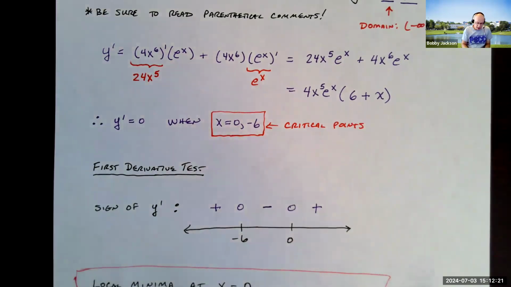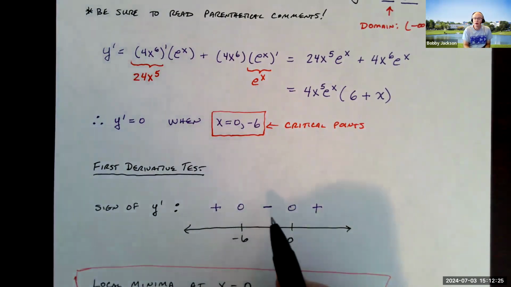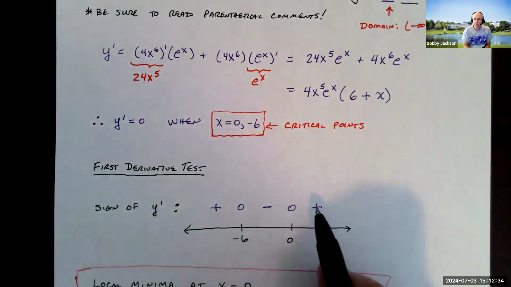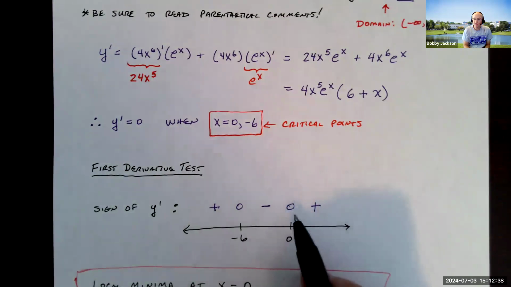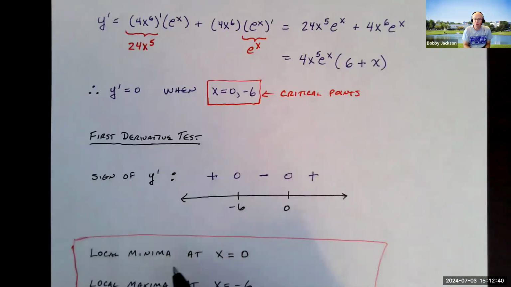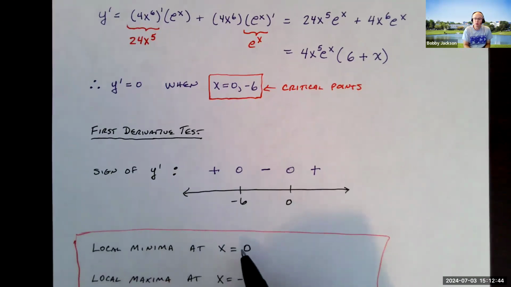Where do we have local minima? By the first derivative test, that has to happen where the derivative changes from negative to positive, because when the derivative is negative, the function is decreasing. When the derivative is positive, the function is increasing. So we're going down and then up, and so we must have a local minimum at x equals 0. So local minima at x equals 0, that's one of the answers for this particular problem.